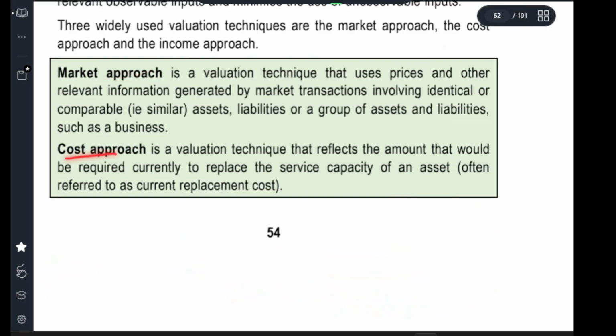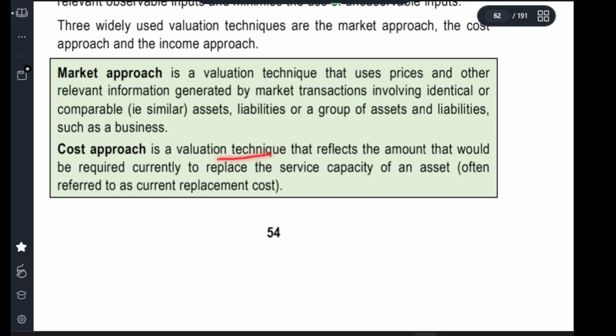Market approach and cost approach. The market approach is a valuation technique that uses prices and other relevant information generated by market transactions involving identical or comparable assets or liabilities, or a group of assets or liabilities, that is, a business. In the market approach, say we want to sell this car. We have a car. So for the same car in the principal market, what is the price at this time? If you can see visible transactions, or a group of this car has been sold, then that is the price under the market approach.